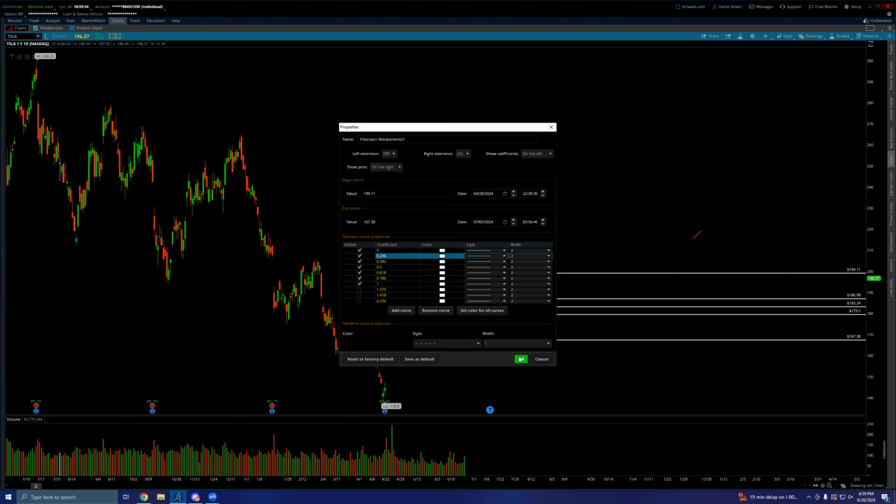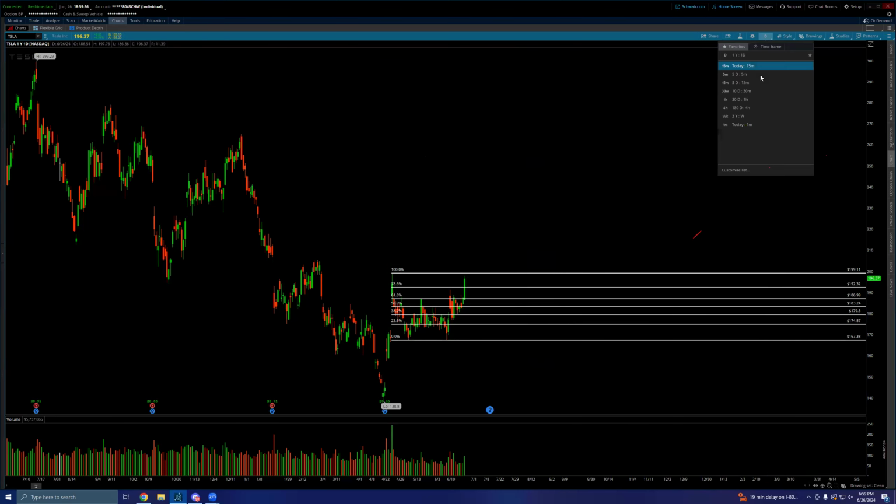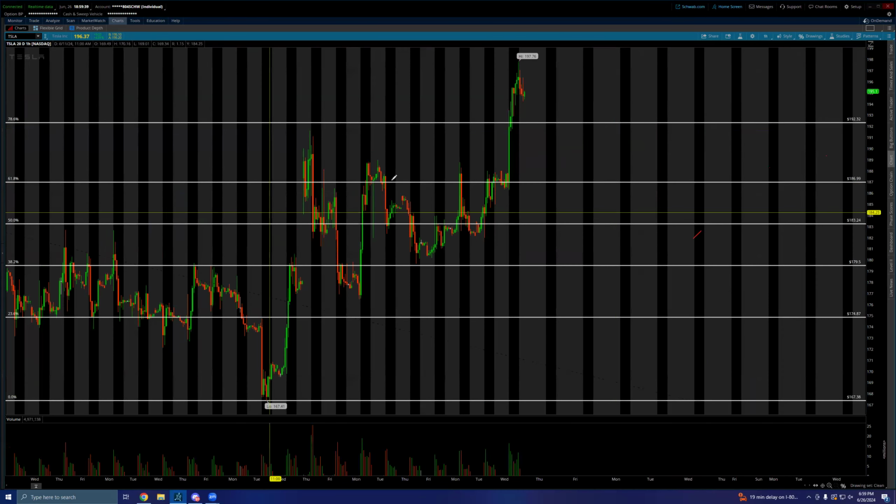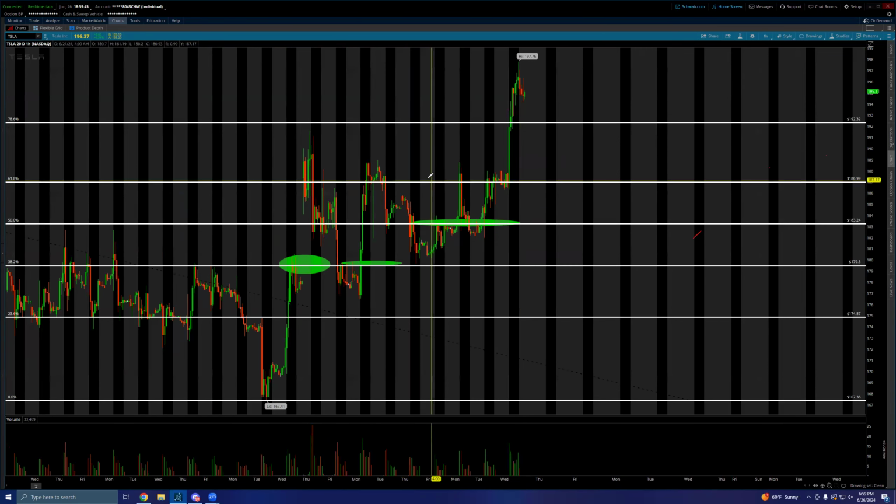Yeah, I'll show you with Disney. Sure. There's kind of how Tesla reacts. Again, not perfect, but definitely some nice bounces at some of these key levels. 50%, not so amazing.